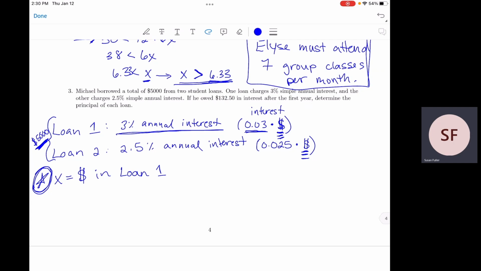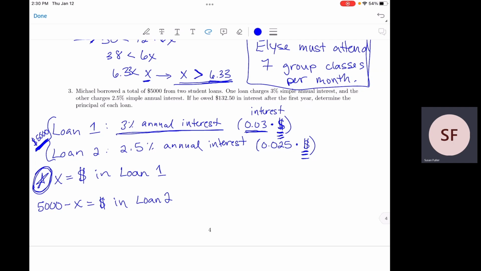So my question is, how much money is in loan two? Let's say X was 100. If I had $100 in loan one, how much would be in loan two? Well, I know I have to have $5,000 in loan one and loan two together. So loan two would have to then have $4,900 left in it. So if I have X dollars in loan one, then I would have to have $5,000 minus X. That's going to be the amount of money in loan two.